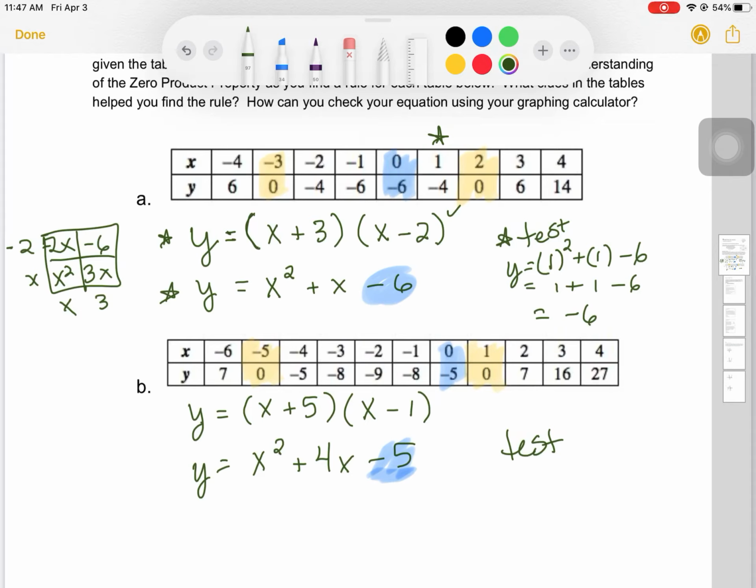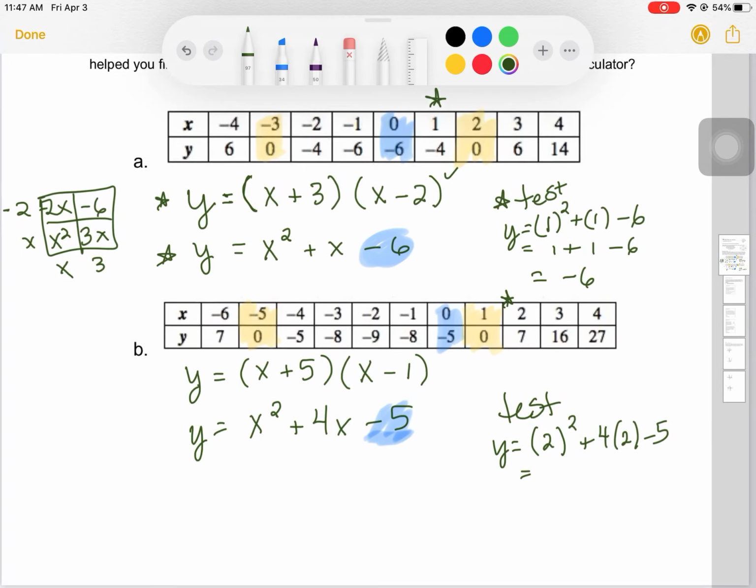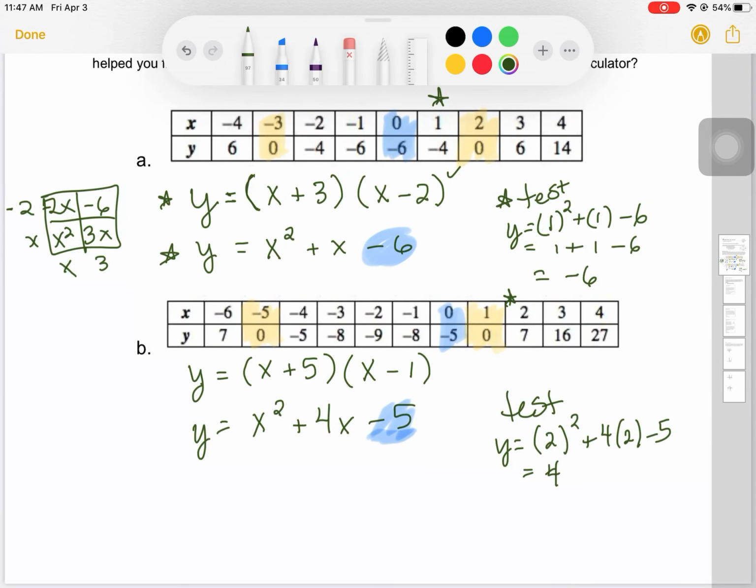I'm going to test. This time I can't test 1, 0 because 1 was an x-intercept. So I'm going to test here at 2, 7. So I'm going to test for x equals 2 and see if this works. So I get 2 squared plus 4 times 2 minus 5. And let's hope that we get 7 as an outcome. So I get 4 plus 8, which is 12, minus 5 is indeed 7. So that point works, and I believe we have the right equation.